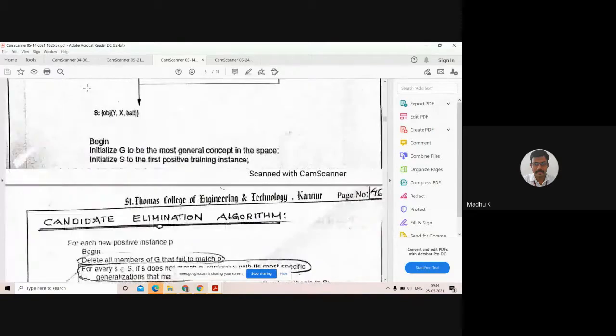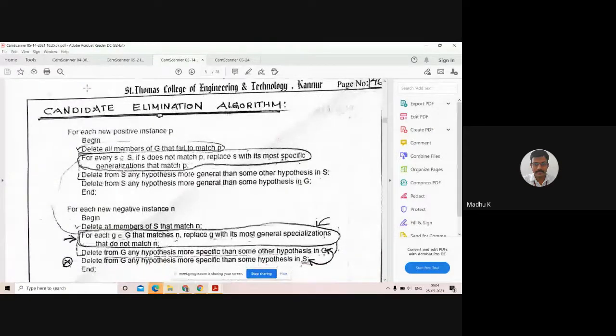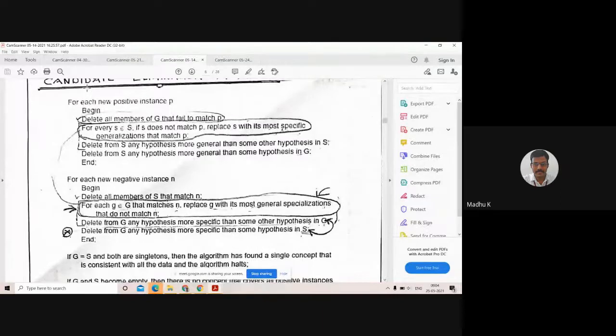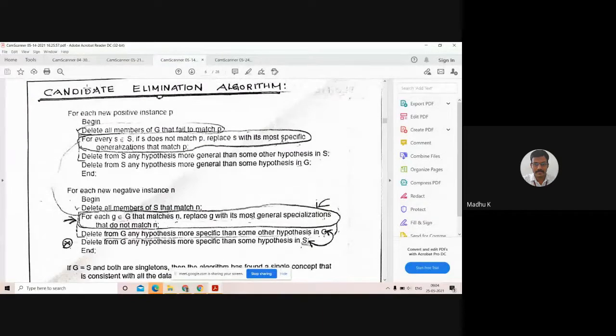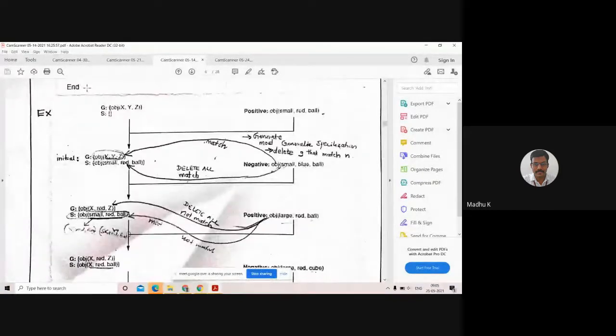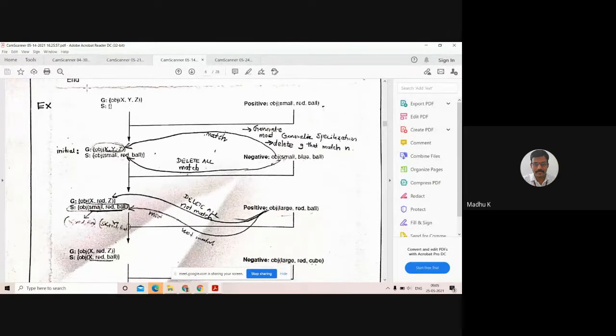That will be better. This is the candidate elimination algorithm. It's a combination of both methods, general to specific and specific to general. So this is also somewhat complicated. Its problem is somewhat complicated. Anyway, I will discuss this topic also after some classes. That will be good for you.